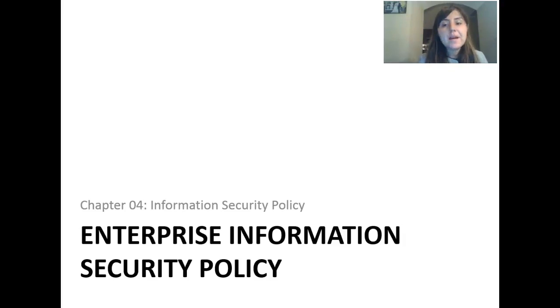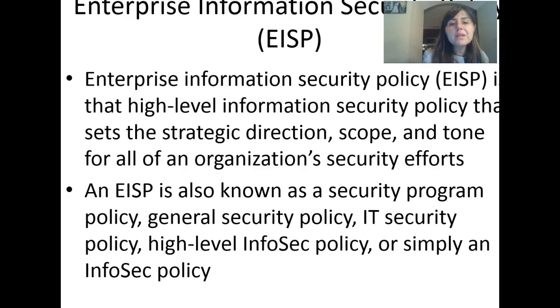Hello everyone, let's begin with Enterprise Information Security Policy, which is part 2 of chapter 4. Basically, what is Enterprise Information Security Policy? It is the high-level information security policy that sets the strategic direction, scope, and tone for all organization security efforts.